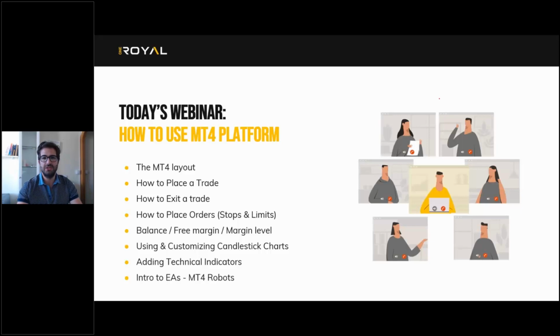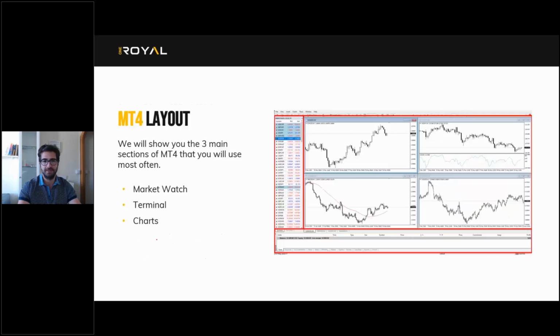So these are the points that we will cover today. We have the MT4 layout. We will show you how to place a trade, how to exit a trade, how to place orders, stop limits and limits, and what is balance, free margin, and margin level on MT4. We have seen them as a definition. Now we will show it to you on MT4 as well. We'll show you how to use candlestick charts, how to change the layouts of these charts, and adding technical indicators. And at the end, we will talk briefly about MT4 robots.